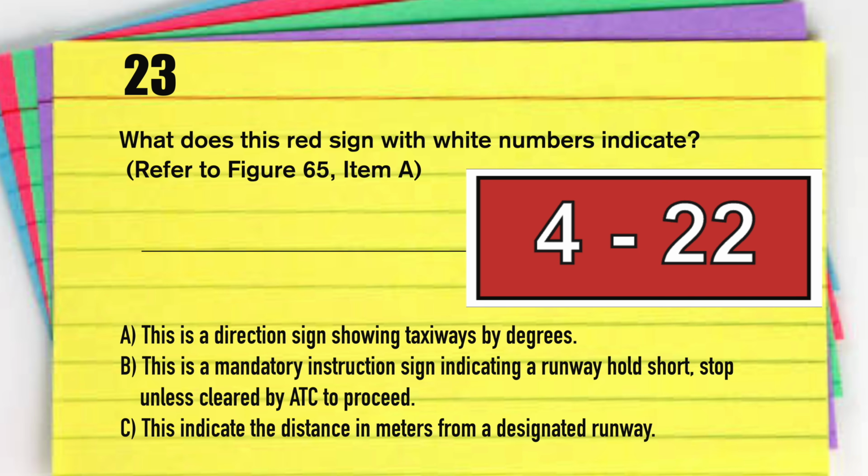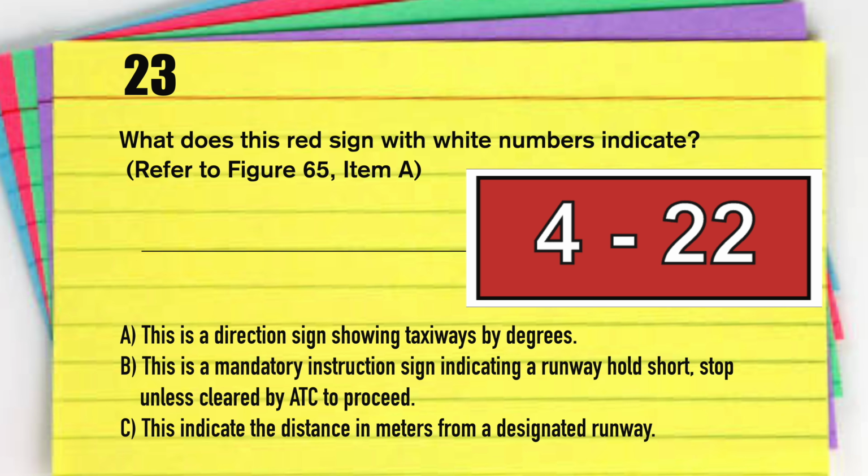Stay on figure 65 and look to the top for item A. What does this red sign with white numbers indicate? So I love the way I phrased this question, because I mentioned red and I mentioned numbers. You see, the color red is significant for something. Whenever you see the color red, you're driving in a car and you see a sign or a light that has something that is red. What does that mean? It means that you need to stop.